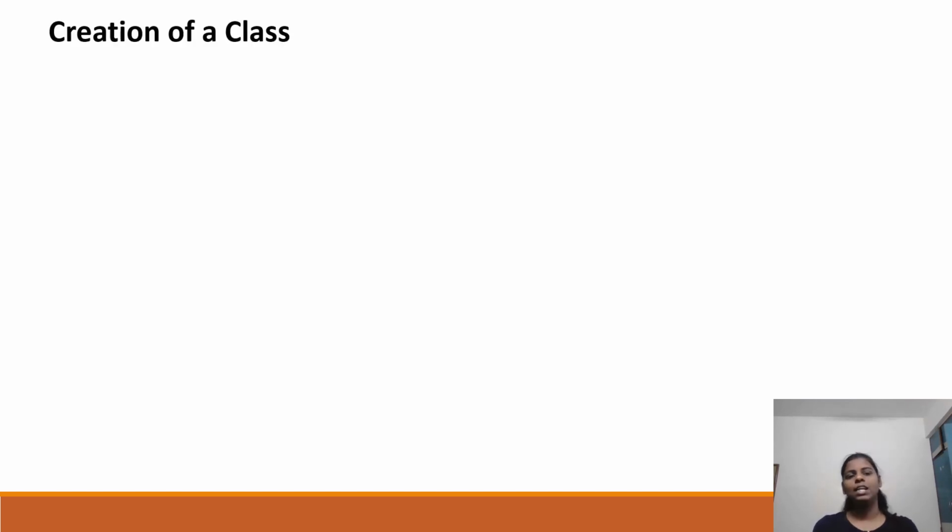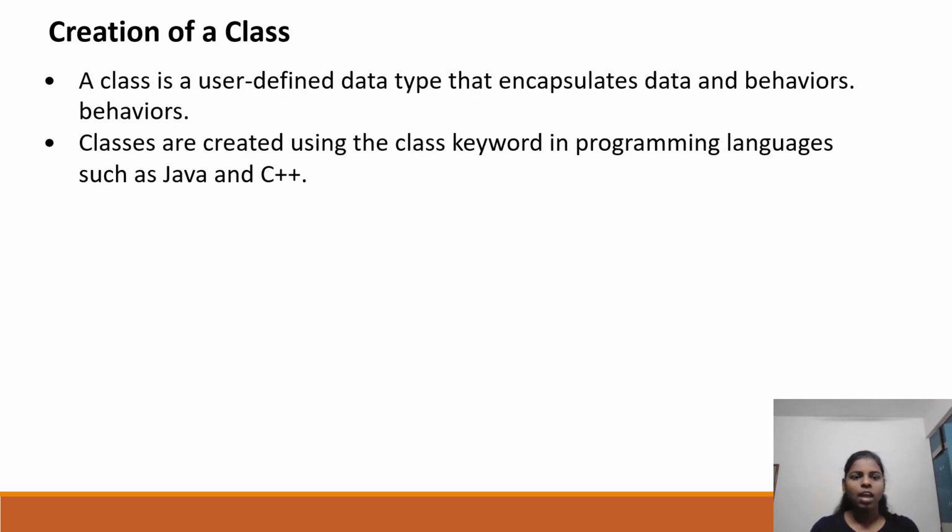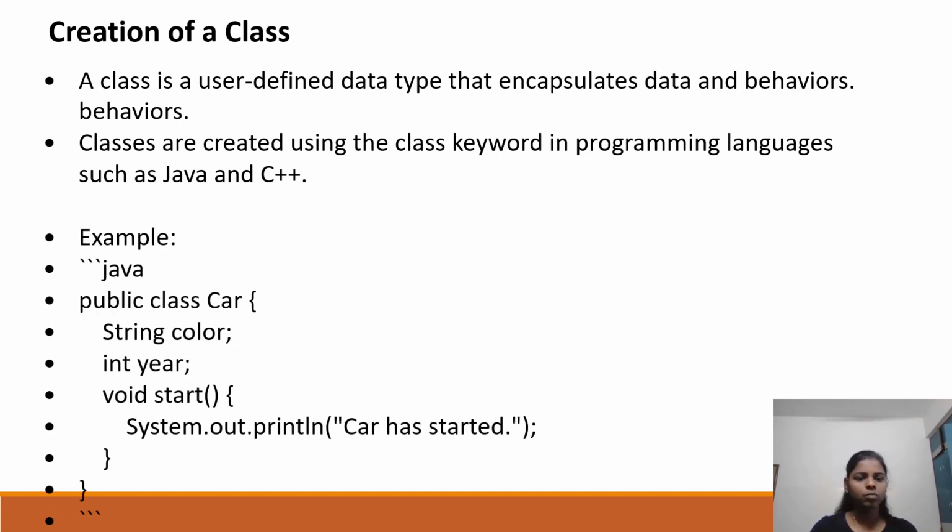Now, let us see how to create a class. A class is a user-defined data type that encapsulates data and behaviors. Classes are created using the class keyword in programming languages such as Java and C++. Now let us see the example for creation of class. We use Java. In Java, we use public class as the main thing, and the example will be taken like this.